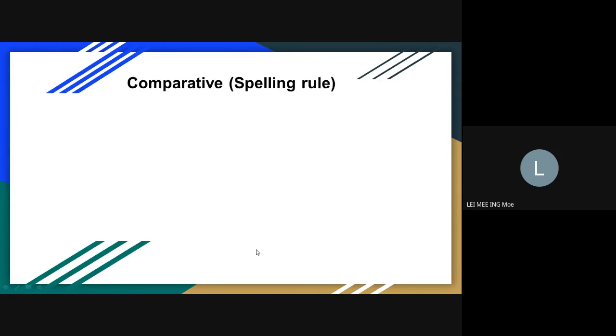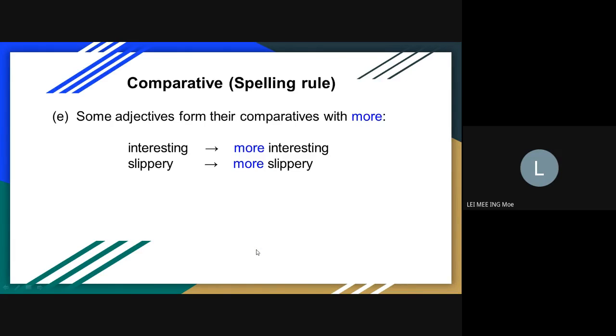Now, the last rule, rule number 5. Some adjectives form their comparative with more. Normally this is for adjectives with more than 2 syllables. Interesting, slippery, more than 2 syllables, right? So we just add more in front. More interesting, more slippery.